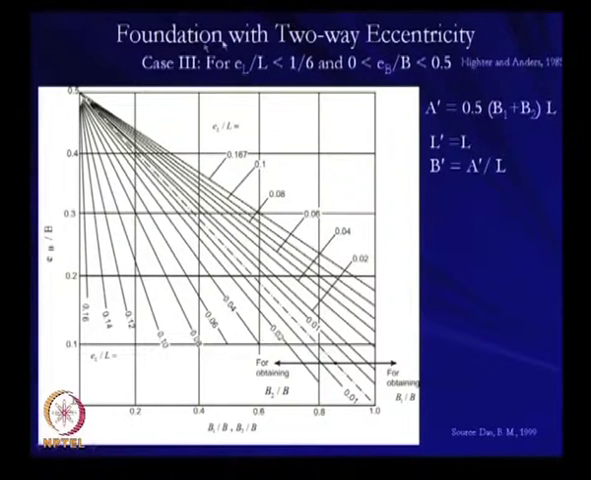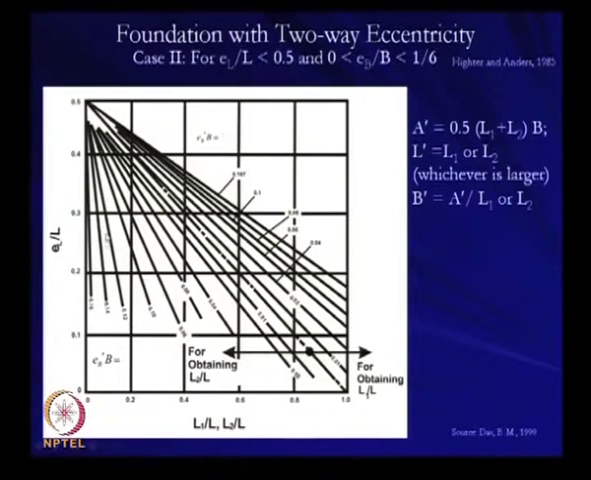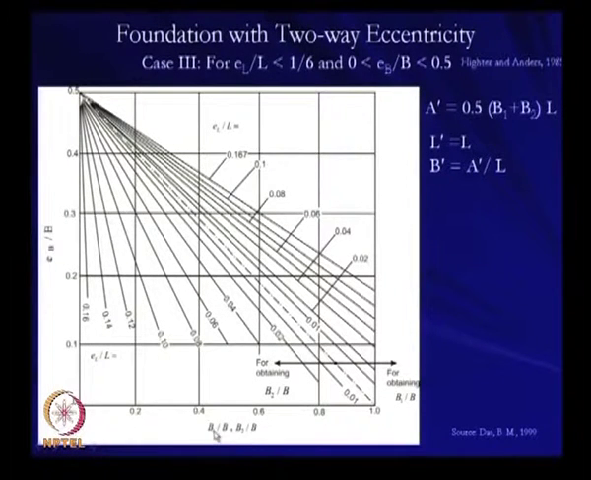Next is case 3, where similar charts are available. This is for e_B/B and this is for e_L/L. Similarly, for the first case, this is e_L/L, this is e_B/B, and this is also e_B/B. Here we will get B1 and B2. From this side, this graph will give us the value of B1/B, and from this point towards this side it will give us B2/B.